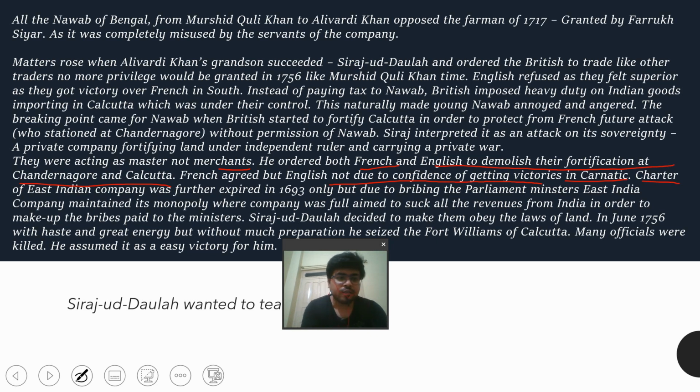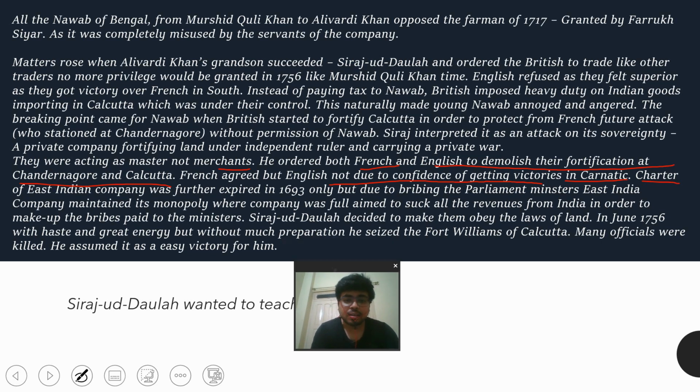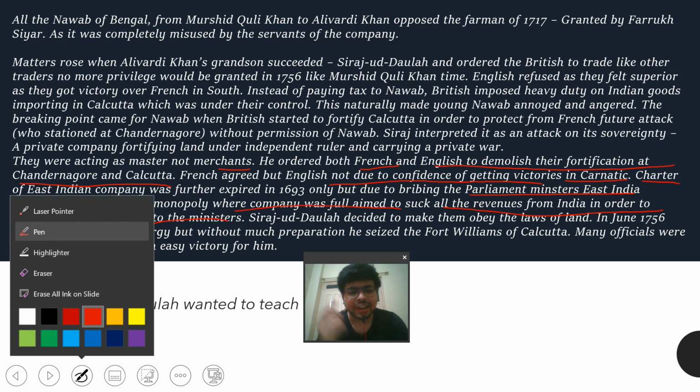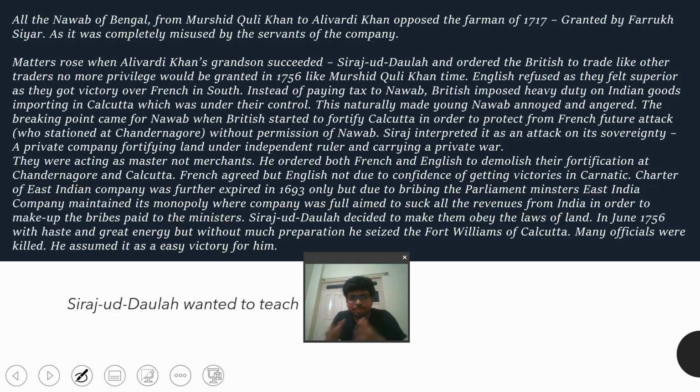The charter of the East India Company expired in 1693, but by bribing parliament, the ministers of the East India Company maintained its monopoly, and the company's aim was to suck all the revenue from India to make up the bribes paid to the ministers. It means that they bribed the British parliament and had the backup of the British military force, and thus they had full confidence. If we want to fight a war, we are ready. We already won the war, we had a taste of it, and we would win again. That kind of confidence was there.